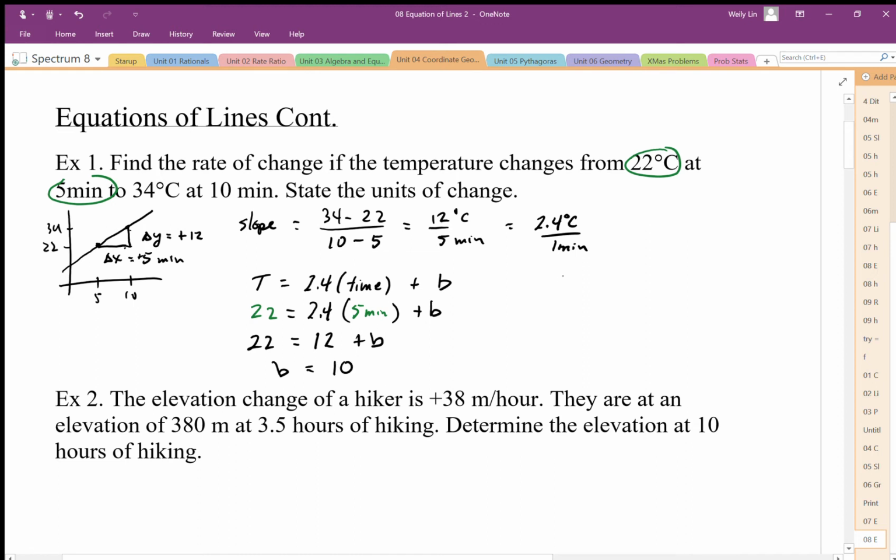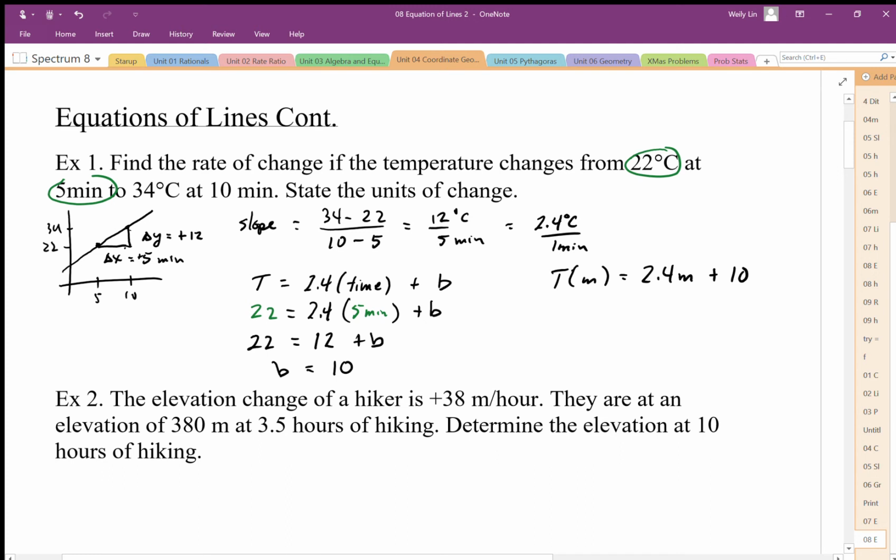So I have my equation then. The temperature as a function of time, I'm going to put down minutes, m is my time, is going to be equal to 2.4 m plus 10 degrees Celsius. So starting at 10 degrees Celsius, we're going to go up 2.4 degrees every minute, and it'll give us these points on the graph.